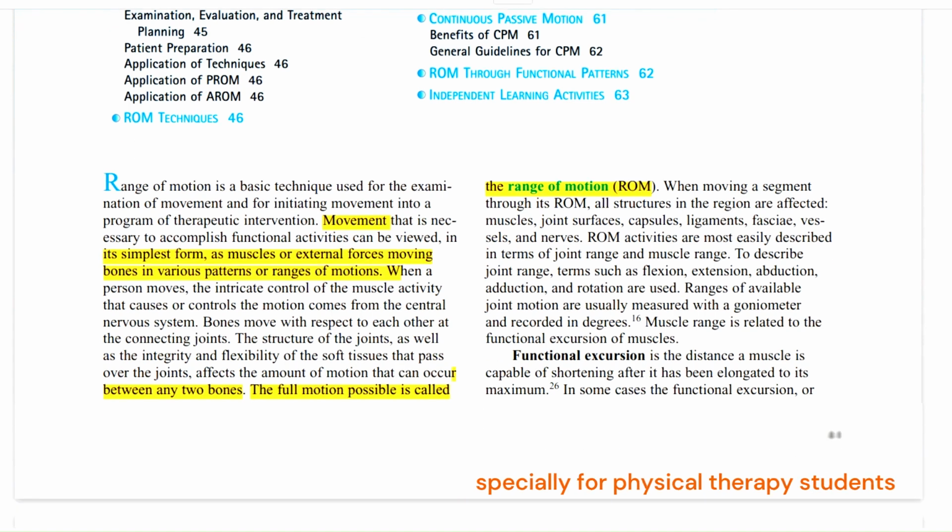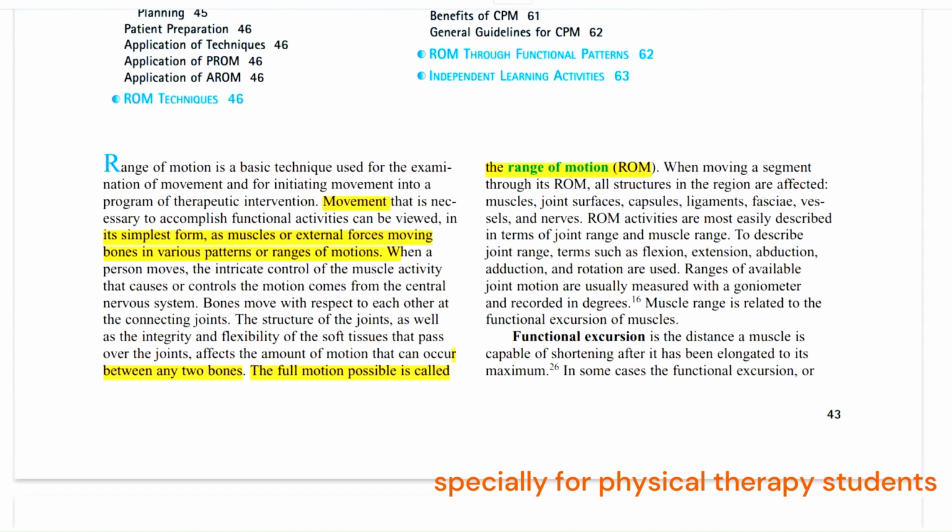Starting from the very first, the introduction: range of motion is a basic technique. It is a fundamental concept in movement science and rehabilitation. Understanding range of motion is essential for assessing joint function, designing therapeutic interventions, treatment planning, and preventing further mobility impairments, or preventing the patient from going towards any mobility impairments. So the major concept here is the basic introduction, starting from the basic definition.